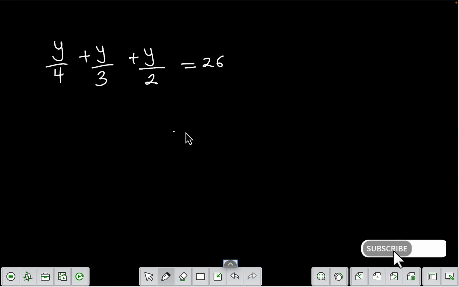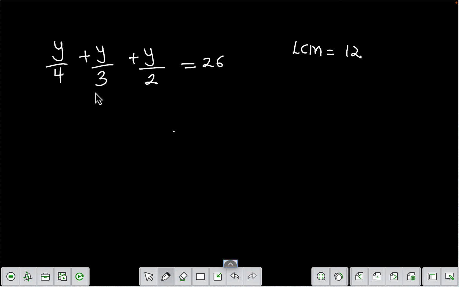Alright, let's look at this problem. You realize that they are of different denominators, so we can find the least common multiple. You know, the least common multiple here is 12. You realize that 4 times 1 is 4, times 2 is 8, times 3 is 12. 3 times 1 is 3, times 2 is 6, times 3 is 9, times 4 is 12. 2 times 2 is 4, times 3 is 6, times 4 is 8, times 5 is 10, times 6 is 12. So the least common multiple for these three denominators is 12, right?